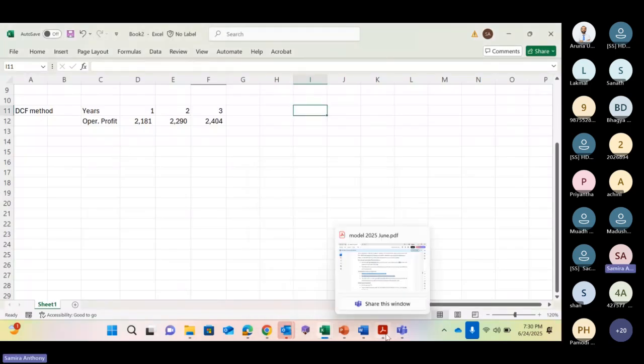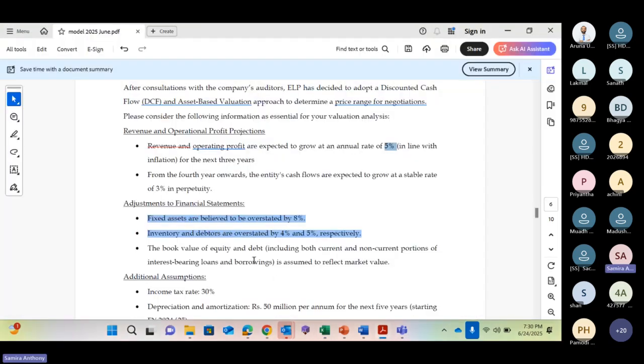Right. Then let's take the balance information. Thereafter, their free cash flows will increase by 3% perpetually. That is for the terminal value calculation, right? Let's take the terminal value calculation later on. The book value of equity and debt is assumed to reflect market value.